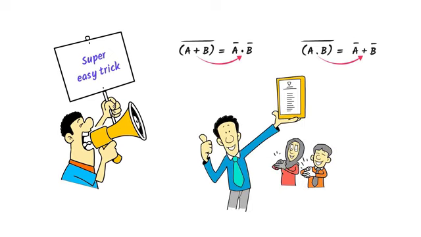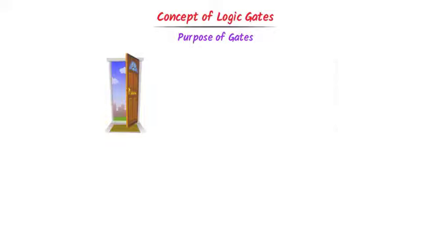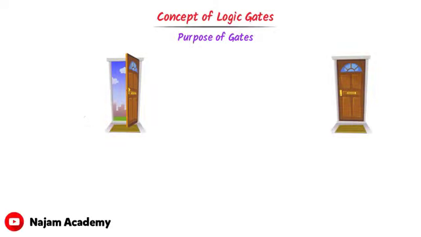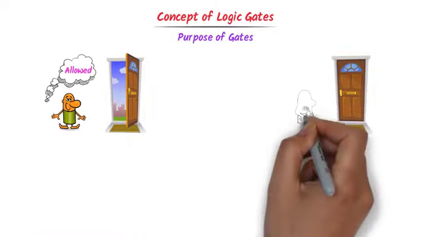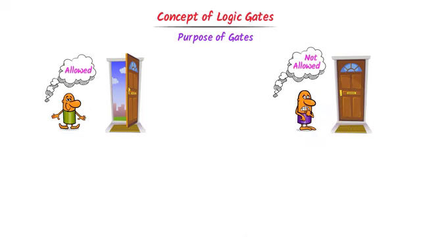Now it is time to teach you the easy concepts of logic gates. Firstly, let's understand the basic purpose of a gate. Consider this open door and this closed door. In case of open door, you are allowed to pass through. In case of closed door, you are not allowed to pass through.